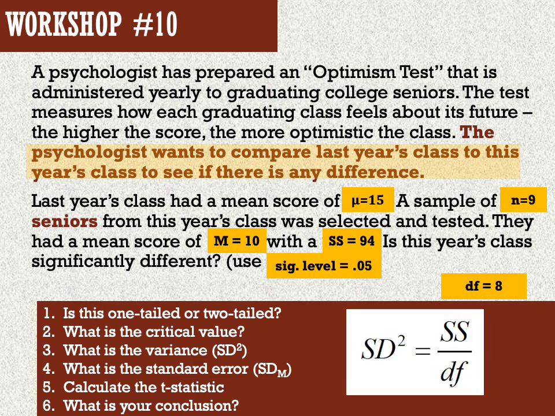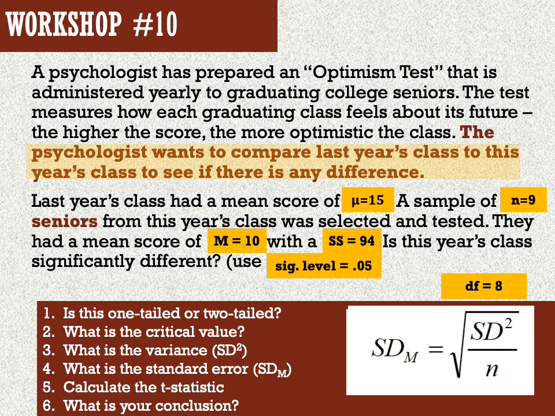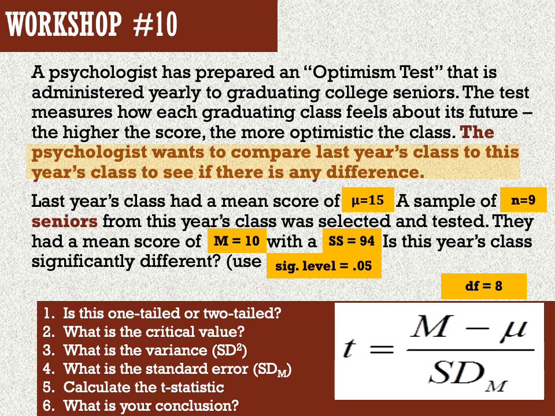First, you're going to find the variance. So here's the formula for variance. We already know sum of squares. That was given to us in the problem. So we just plug that in. We already know degrees of freedom. And then once you solve for that variance, you'll be able to calculate the standard error. So you plug in your variance, and then you know that the denominator there is going to be 9 because we have a sample size of 9. And then once you get that, you'll be ready for number 5, which is to calculate the t-statistic. And finally, once you get the t-statistic, you'll be ready to make a conclusion by comparing the t-statistic to the critical value and deciding whether to reject or retain the null hypothesis.